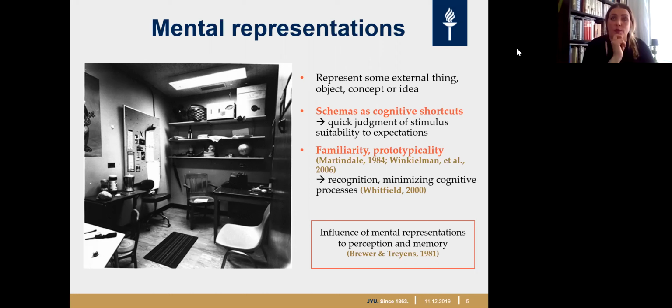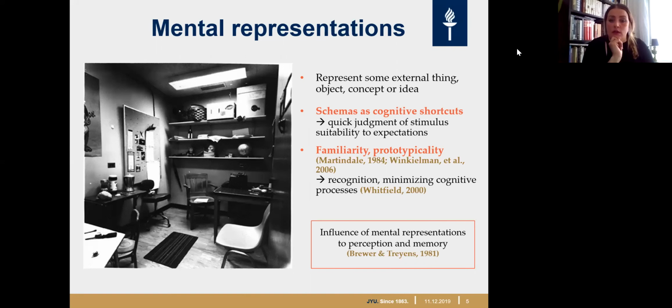There's this famous painting by Magritte, Ceci n'est pas une pipe, so this is not a pipe. I think maybe quite many of you have seen that. It illustrates the difference between pictorial representation and mental representation. So the pipe depicted in the painting is not an actual pipe, but it's a representation of it.